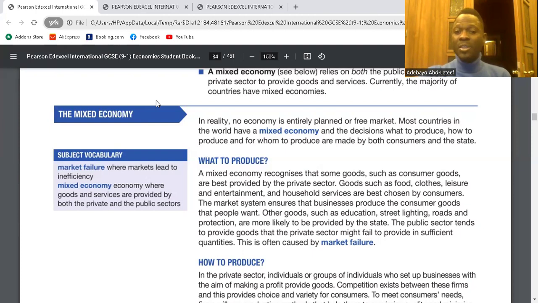The public sector tends to provide goods that the private sector might fail to provide in sufficient quantities. This is often caused by market failure. So, why do we have government intervention? We have government intervention because there is market failure. Market failure starts when the social cost of an action is more than the social benefit of an action. That's the first one. There's also market failure when the market forces of demand and supply fail to provide goods and services required by the consumers. That is also market failure.